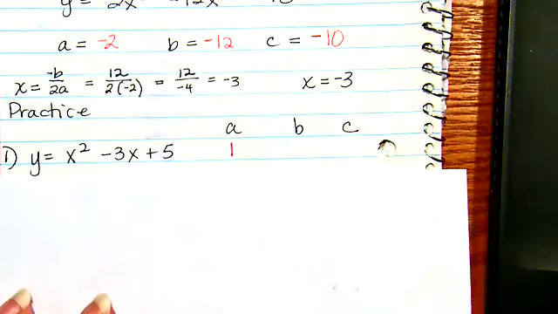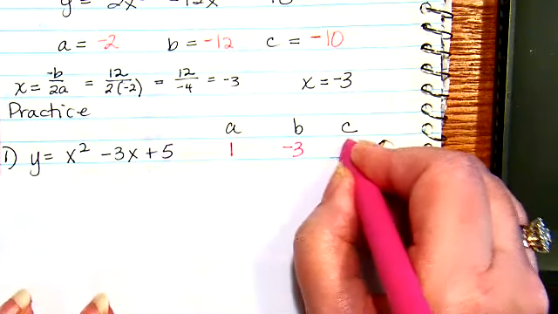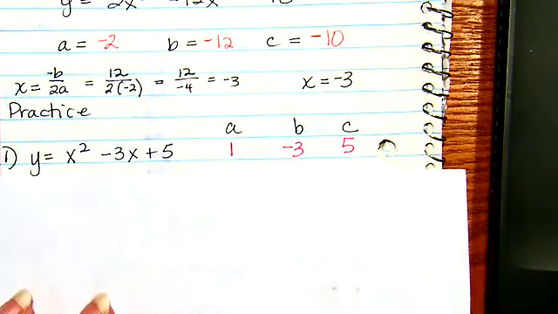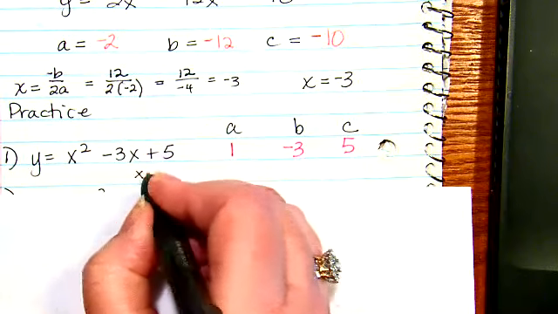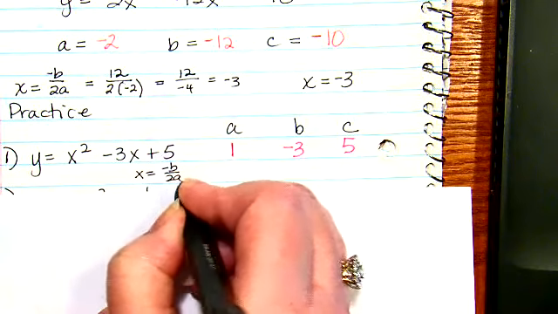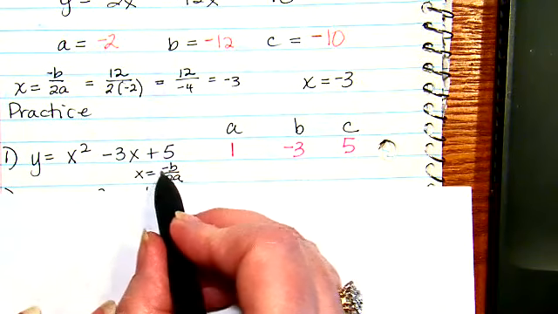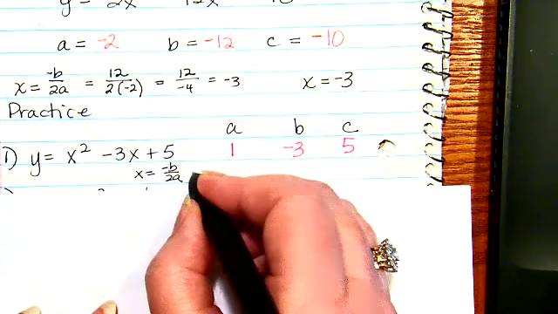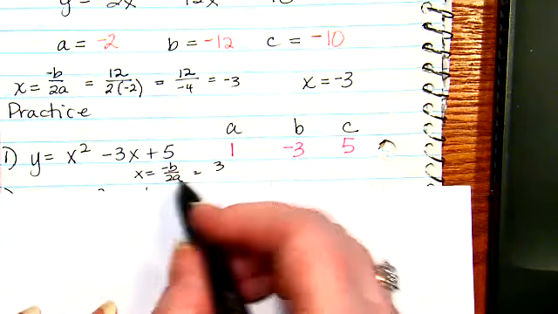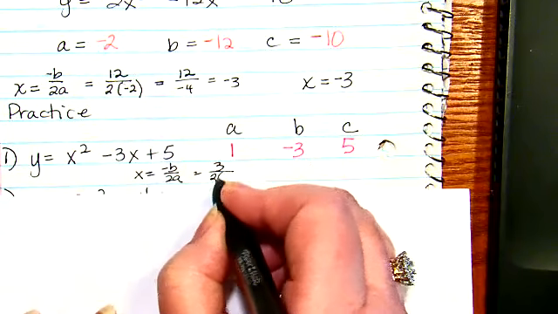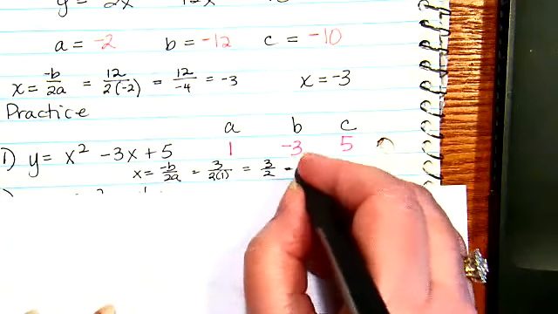A, she's got 1, it's invisible. B, make sure you get the negative. And C is 5. Now, we use this mainly to do this formula, x equals negative b over 2a. Say it again to yourself, negative b over 2a. So I'm going to take the opposite of the b, which is 3, and I'm going to divide it by twice a. So I'm going to multiply 2 times 1. So this is 3/2, or 1.5.